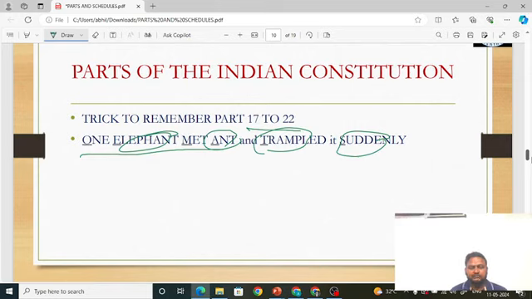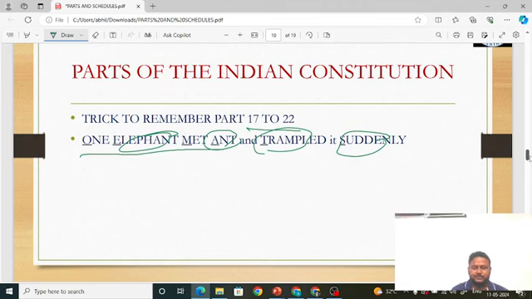Read from start to end for success. That is the mnemonic for part 11 to 16. Then when it comes to part 17 to 22, one elephant met an ant and trampled it suddenly. That is for part 17 to 22.